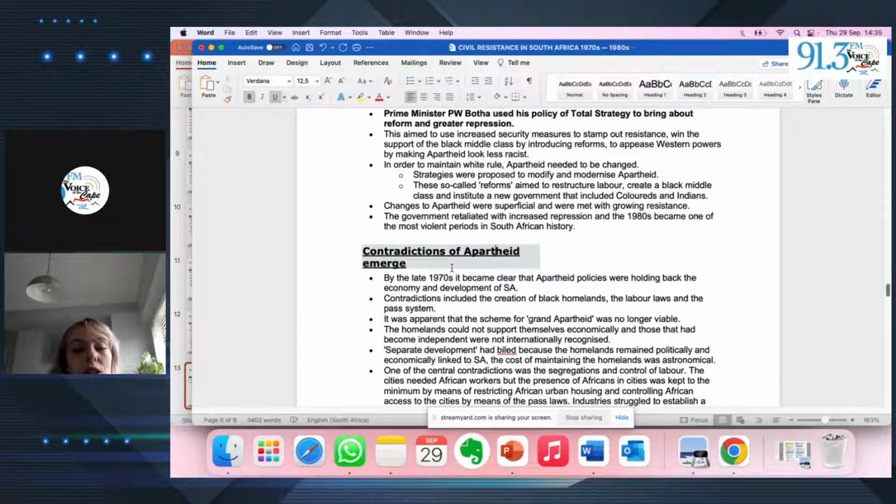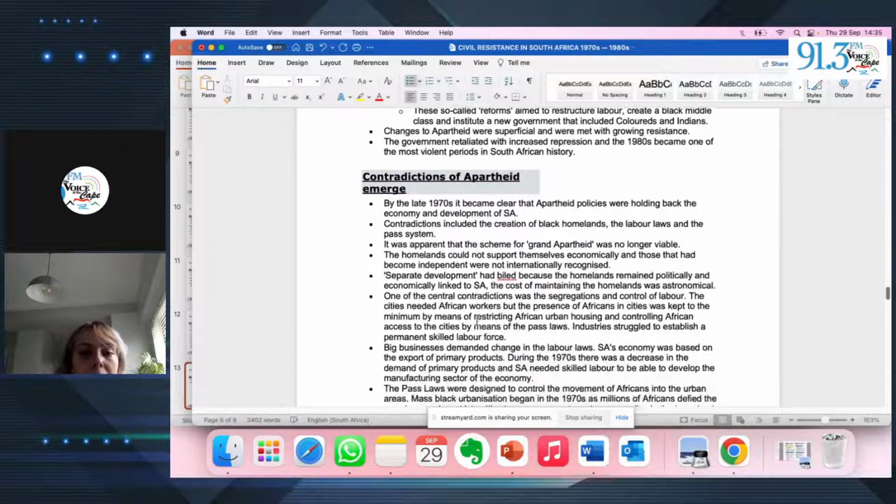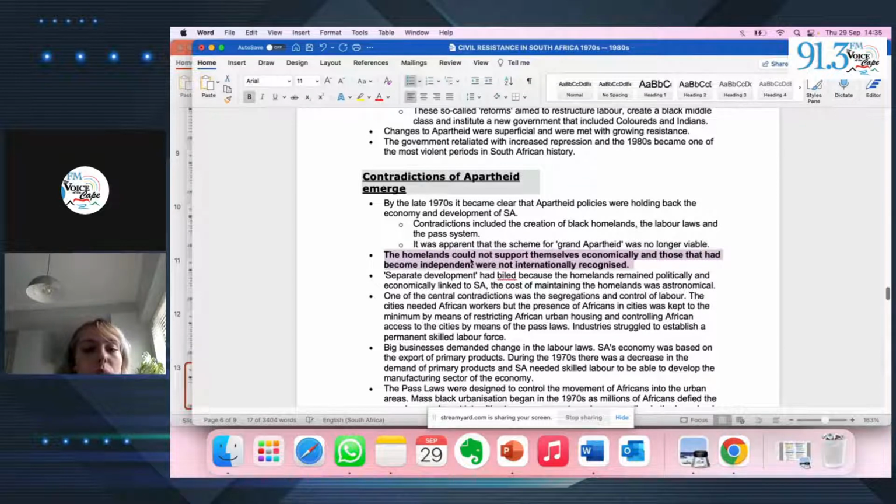Okay, so then the contradictions of apartheid start to emerge. By the late 1970s, it became clear that apartheid policies were holding back the economy and development of South Africa. Contradictions included the creation of black homelands, the labor laws, and pass systems. It was apparent that the scheme of grand apartheid was no longer viable. The homelands couldn't support themselves economically, and those that had become independent were not internationally recognized. So basically, still part of South Africa.